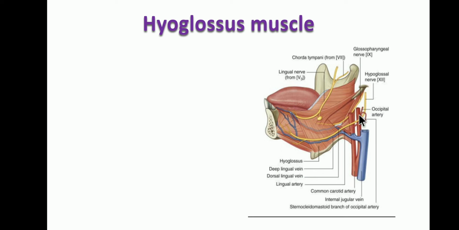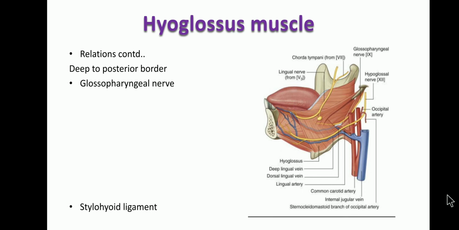Here you can see the stylopharyngeus with the glossopharyngeal nerve. Now the posterior border. Deep to the posterior border, you come across the glossopharyngeal nerve, as I told you, and the lingual artery. So the first part of the lingual artery you come across.